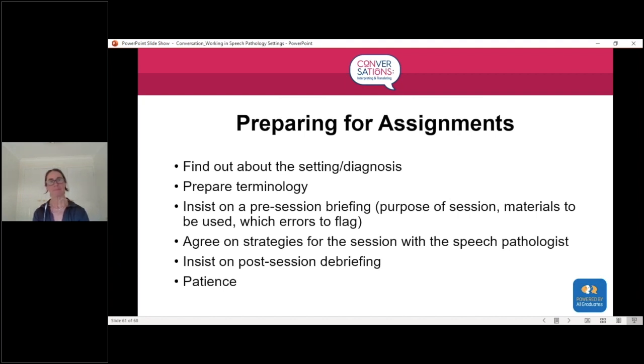So please, not just in all settings, but especially in speech pathology settings, as Liz just told us, briefing and debriefing is extremely critical. And it can also be beneficial for the speech pathologist as well, because after a really intense session, it can be really helpful to be able to just talk about it for a minute with someone who was there.